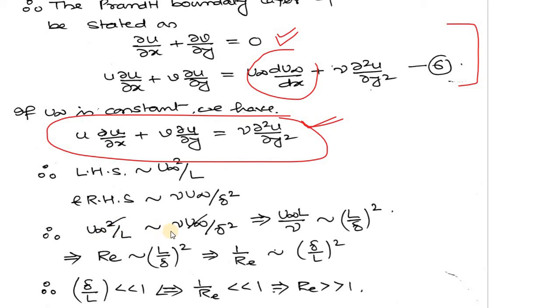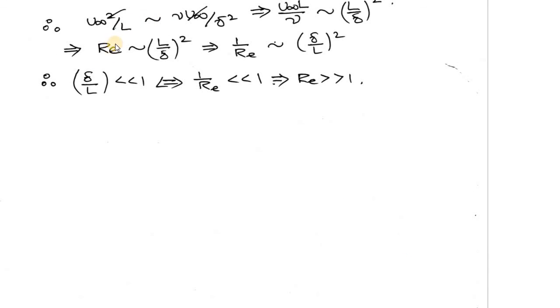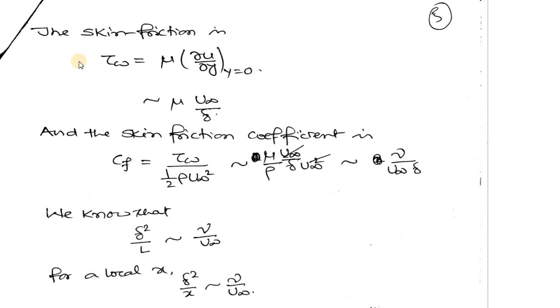So u infinity square by L is comparable to nu u infinity by delta square, and this implies u infinity L by nu is of order of magnitude of L by delta whole square, or Re is of order of magnitude of L by delta square, or 1 by Re is of order of magnitude delta by L whole square. So whenever delta by L is very much less than 1, 1 by Re is also very much less than 1. So we have completed the proof of the boundary layer equation. And whenever you want to scale down Re, you can scale it down with delta by L.